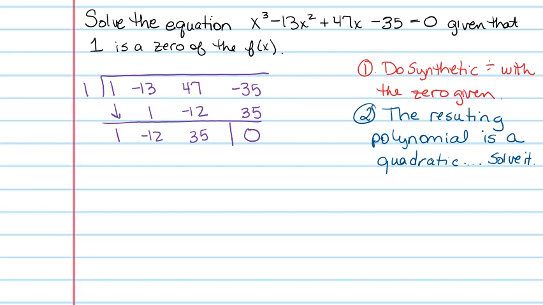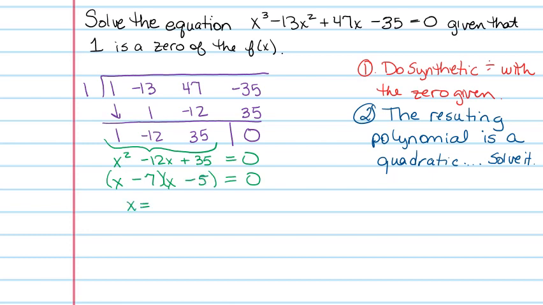Now, this right here represents x squared minus 12x plus 35. And so now I need to solve that. That is a quadratic, and I can solve it by factoring, or quadratic formula, or even, in this case, completing the square. So I'm going to attempt to factor it. I think this factors. Multiply to give me 35, and add to give me 12 would be 7 and 5. And so I get x is equal to 7 and x is equal to 5.